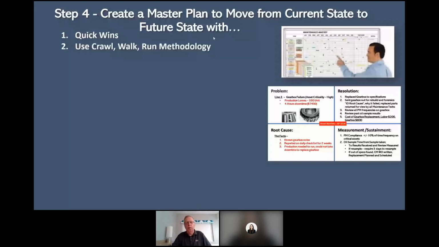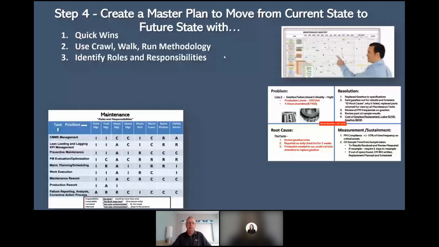Use the crawl, walk, run methodology. So in this master plan, make sure you're successful at the slow pace at first, doing the right things. So you crawl, and as you start seeing results, you start walking, and then the run means now we're off like a rocket ship.